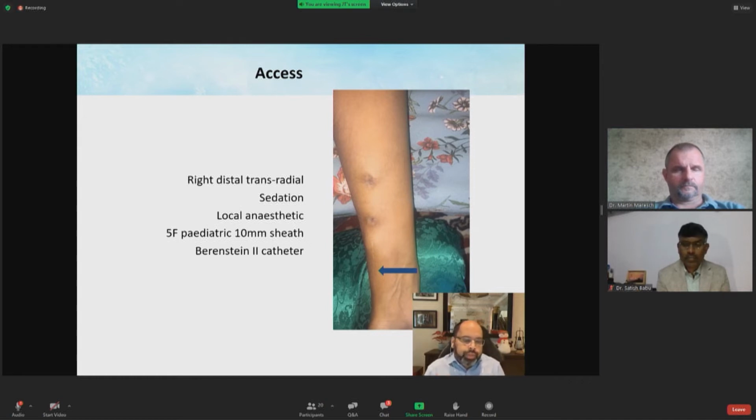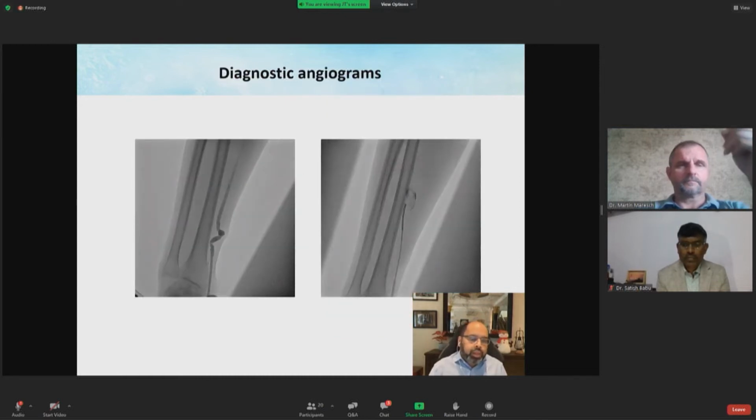So with an open needle, we got access and put in this short pediatric sheath. We then took a BER2 catheter along with a Terumo 035 wire and made our way up. So the first picture is from the sheath, and you can see that it's filling the artery, and from there we were able to use the Terumo wire or the BER2 catheter to manipulate our way into the fistula.